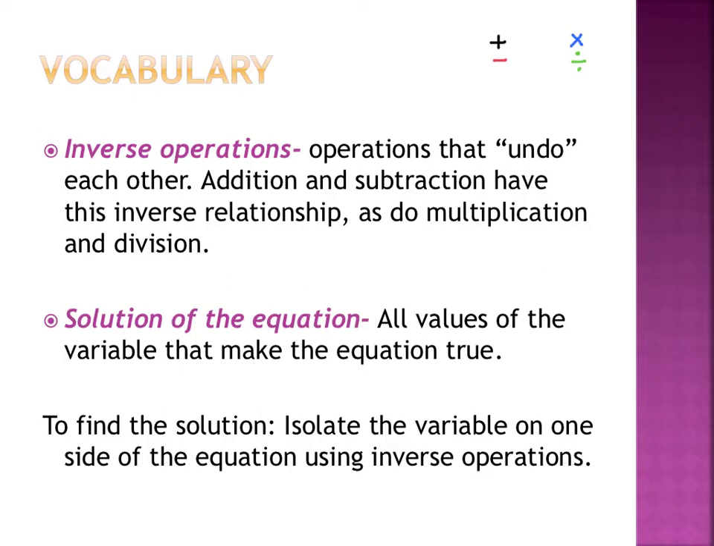When I'm talking about solutions to an equation, I'm talking about the values that make this equation a true statement. So all values of the variable that I can plug in that give me a true statement. If I have 2x equals 10 and I plug in 5, I end up with 10 equals 10. So 10 equals 10 is obviously a true statement, so 5 is a solution to that equation. In order to find this solution, we just isolate the variable by using our inverse operations.